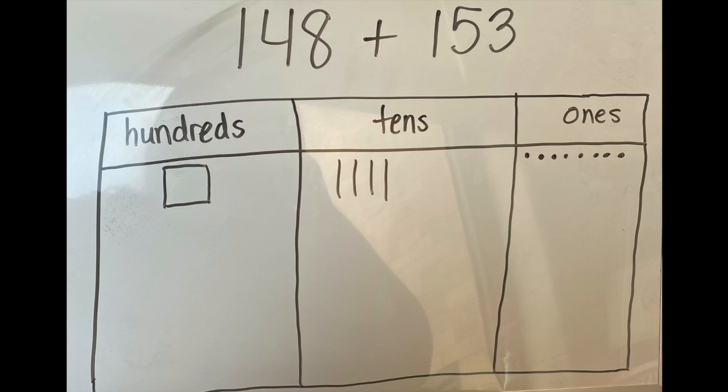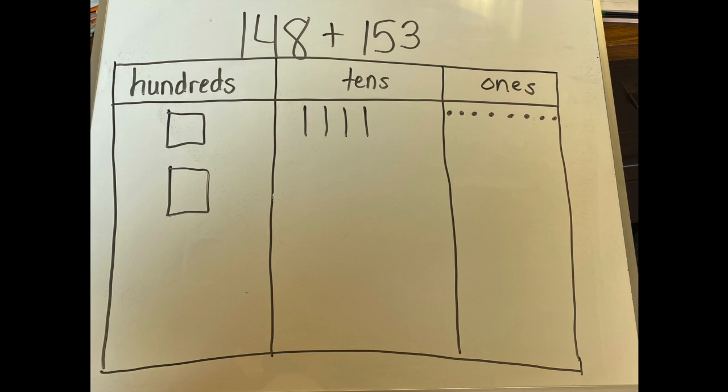We have 148. Now I'm going to look at 153. So I'm going to do the same thing. I'm going to look at my hundreds place in that number, 153, and I'm going to draw what that would look like. So just like with the last one, I have 100. So I'm going to just draw one square in my table. And so that means now I have 100 for the 148, and I have another 100 for my 153.